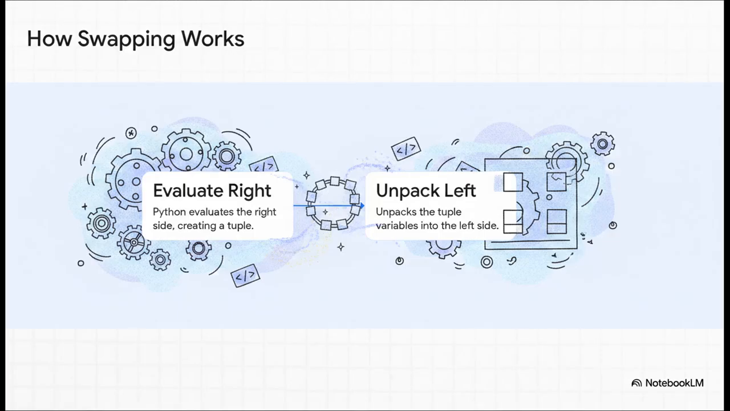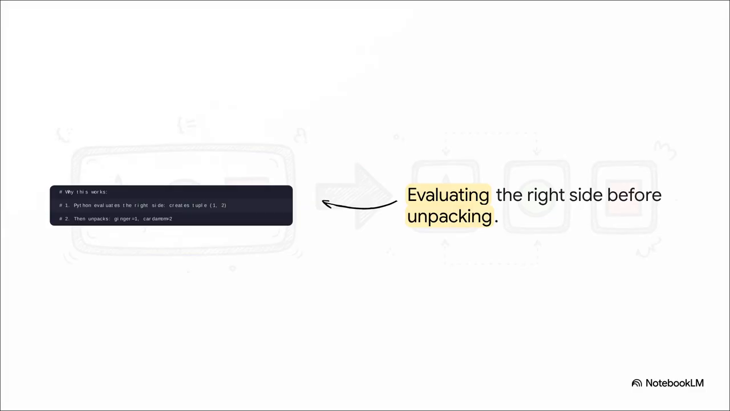Now, you might be wondering, is it actually magic? Well, no. This relies on some very strict, clever logic under the hood. Python evaluates the entire right side of the equal sign first, completely independent of the left. In doing so, it creates a temporary tuple in memory. Once that complete tuple is formed, it then cleanly unpacks it into the variables on the left side. Looking exactly at how this works behind the scenes, the illusion is just brilliant language design meant to make our coding lives easier. First, Python sees the right side and says, okay, I'm going to create a tuple of 1 and 2. Then it looks at the left side and assigns ginger to 1 and cardamom to 2. It's entirely safe, meaning you never accidentally overwrite your data mid-swap.